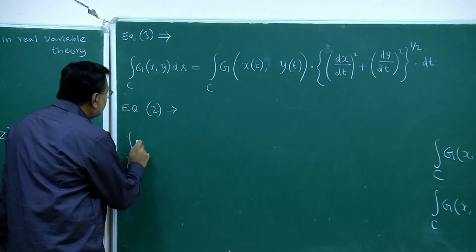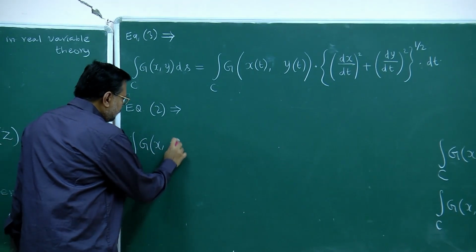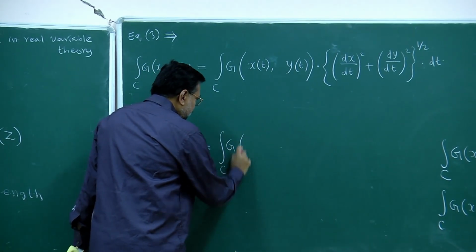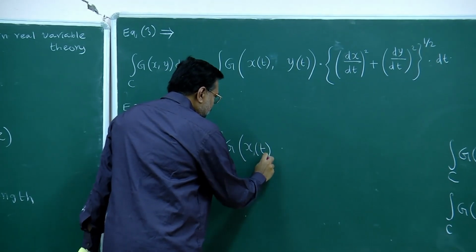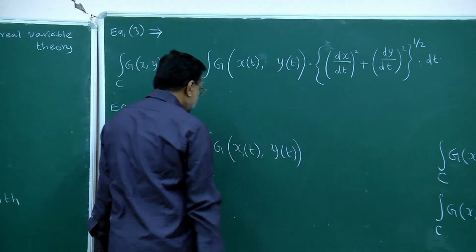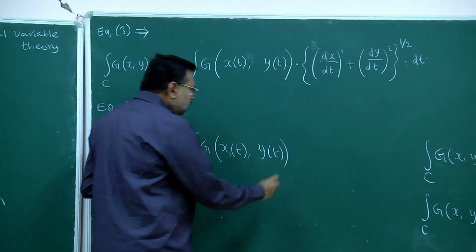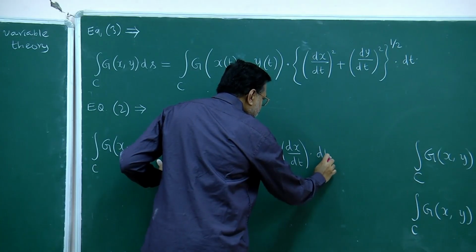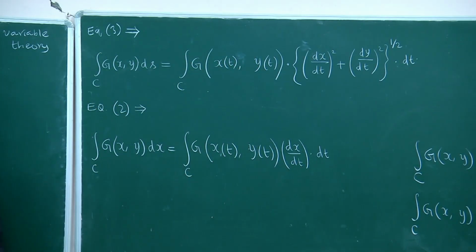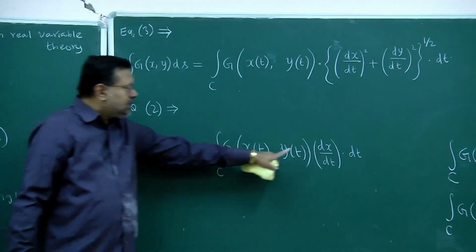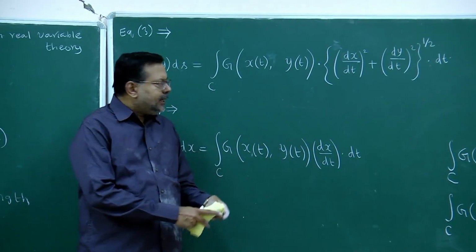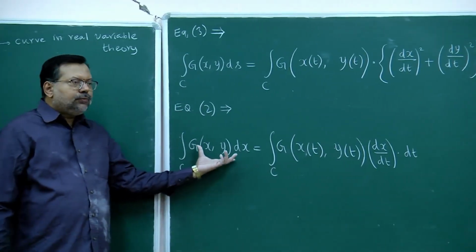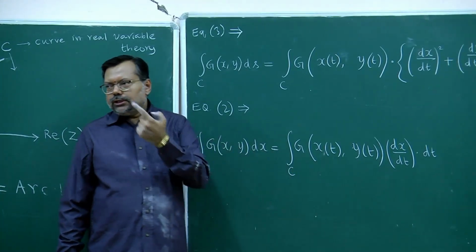like this: integral over c of g of, this is dx. How do you write dx? dx by dt. That's all. dx becomes dx by dt dt. dx by dt can be evaluated, dt will be kept as such. So what is the conclusion? A function of 2 variables has been converted to a function of 1 variable.